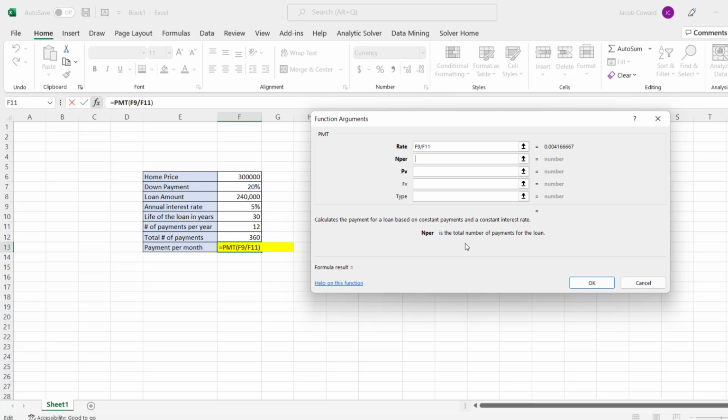NPER, that's the total number of payments for the loan. And so I'm going to go over here and select 360. 12 times 30 is 360. That's how many payments there are in the loan. Simple enough. PV is present value. That is the loan amount. Not the home price. That is the loan amount. That is how much money the bank is going to give you to pay for the house. Not what you're bringing. What the bank is bringing, which is going to be, after the down payment, $240,000. So I'm going to click that and hit OK.